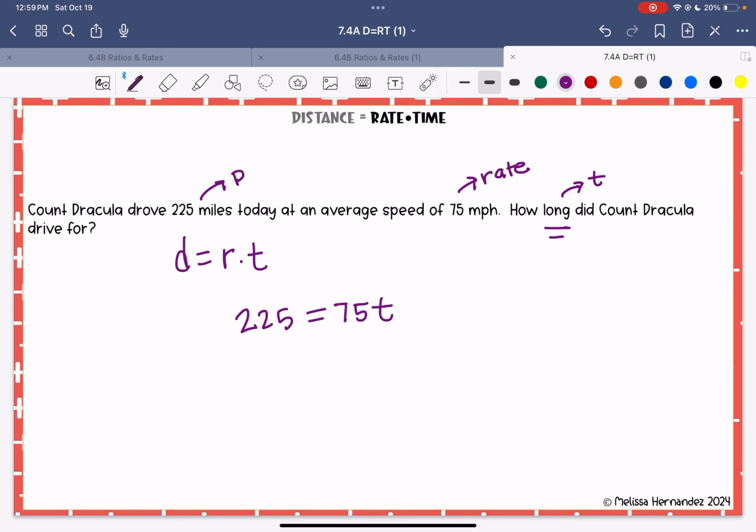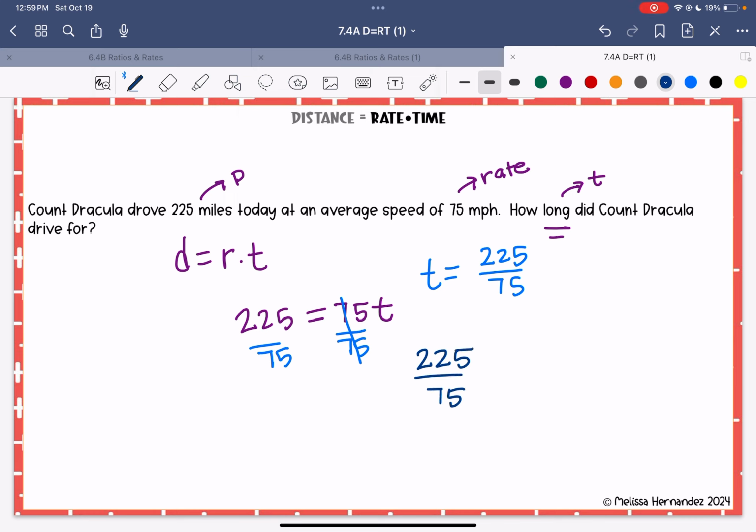Okay, so now all I'm going to do is solve for T. 75 times T, which is our unknown, is equal to 225. So we'll use inverse operations and divide both sides by 75 to isolate my variable. So T equals 225 over 75. So that's really a long division problem, but what I'm going to do is simplify it using a ratio table.